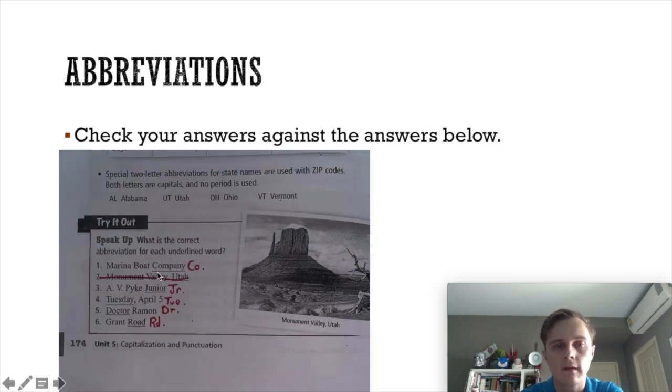Okay, so Marina Boat Company, we abbreviate company, CO period. Number 3, A.V. Pike Junior, we abbreviate junior, JR period. Tuesday, April 5th, we abbreviate Tuesday, TUE period. Dr. Ramon, we use DR period for doctor, and Grant Road, we use RD period for road. So give yourselves a score of 5, and I hope you all got 5 out of 5 there.